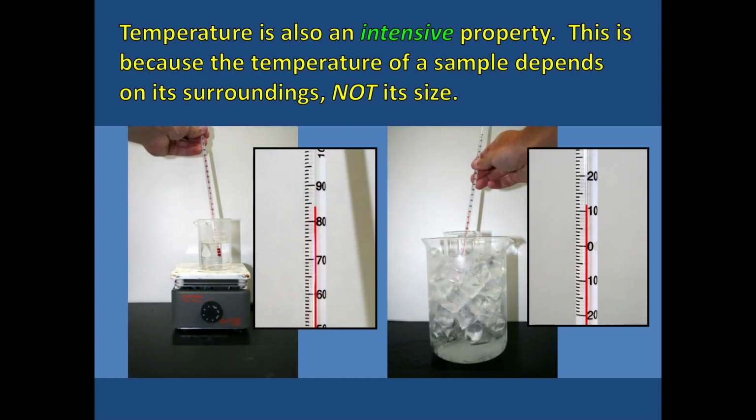Temperature is also intensive. This is because temperature of a sample depends on its surroundings, not size. Ice is at 0 degrees Celsius. Doesn't matter how much ice you have. If you remove some of the ice, it'll still be at the same temperature.